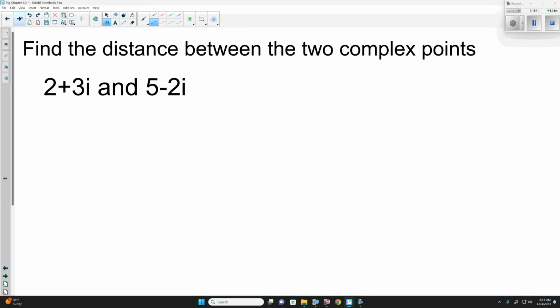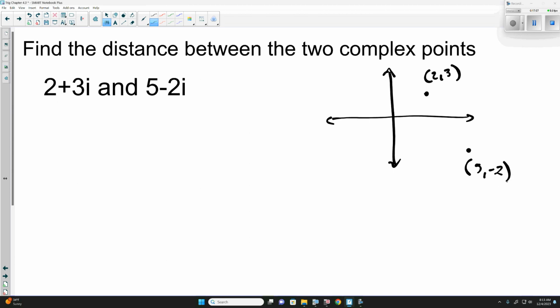Find the distance between two complex numbers. Well, I'm going to add the complex plane in. We don't necessarily need it. And it's 2 plus 3i. It's going to be over here because it's the point 2, 3 in the complex plane. 5 negative 2i. Because it's really just the point 5, negative 2. Well, now we're just looking at the distance between 2 points.